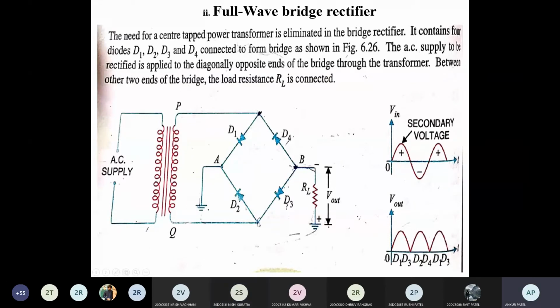Okay, now tell me which path it will follow after D3. Then again D2. So you need to write three diodes conducting: D1, D2 and D3.